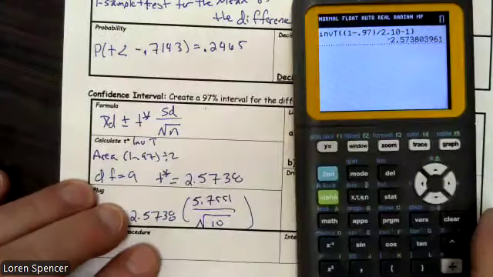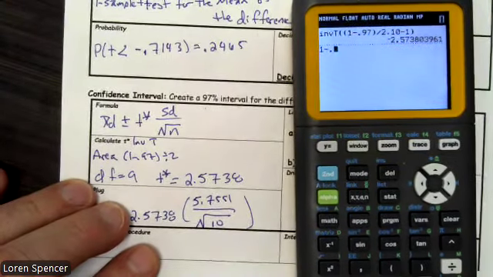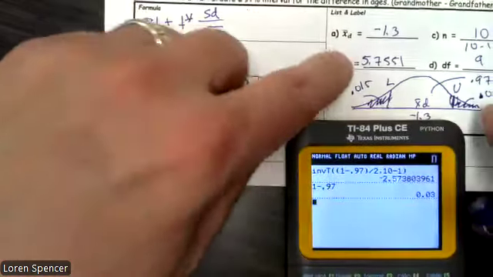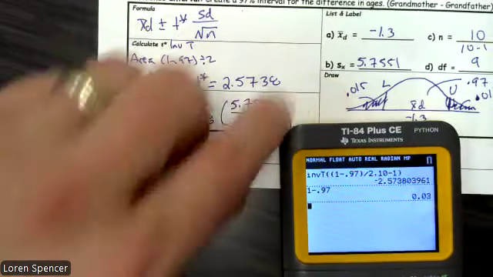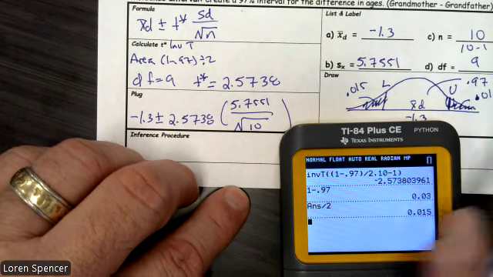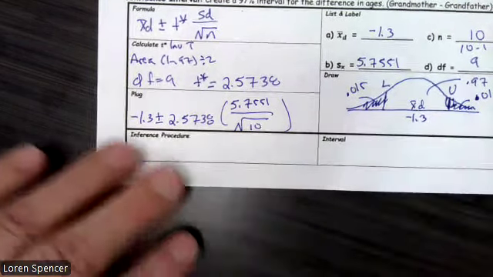So here's how I got that. 1 minus the 0.97. That gives me 0.03. So my alpha area, the area in the two tails, is 0.03, but I have two of them, so I have to divide that by 2, and that's where the 0.015 comes from.